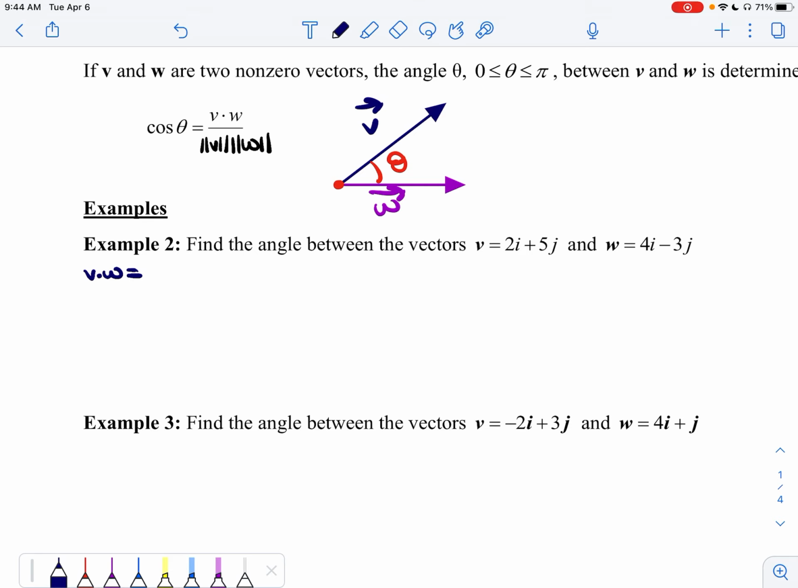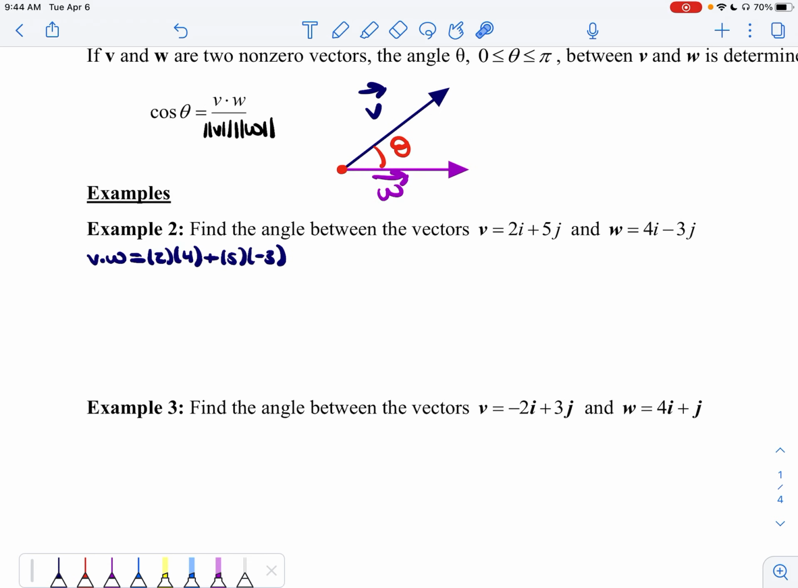Same as we were doing above, the i component of v times the i component of w plus the j component of v times the j component of w. So this would be 8 minus 15, which would be negative 7 as our dot product.